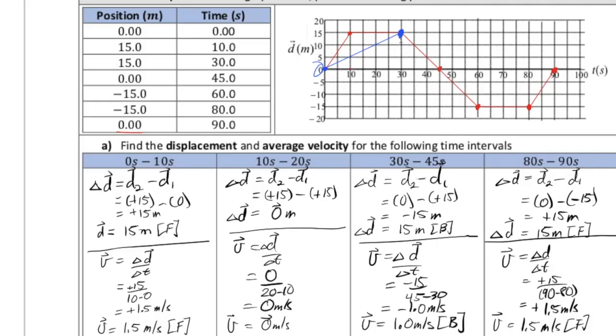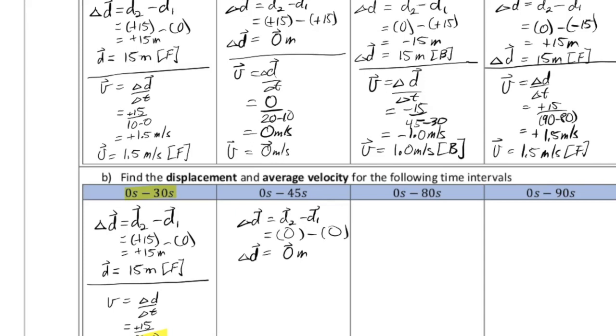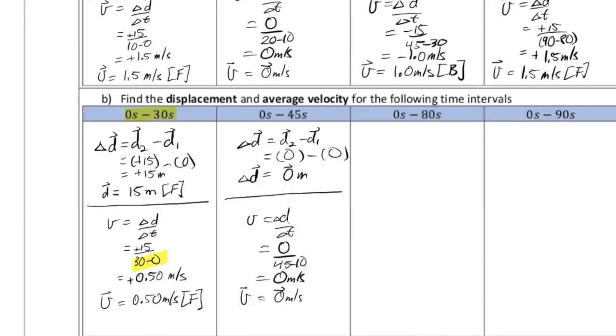All right, so let's look at the next interval. So now we're going down to 45 seconds. So let's redraw our blue line. It's looking pretty flat there, and for good reason. So now, in this segment, our final position and our initial position are both 0. So that means our displacement is just 0 meters. And no shock, our average velocity, 0 meters per second.